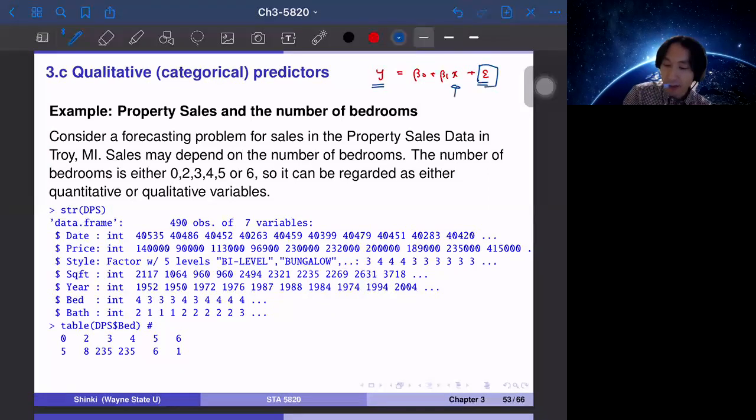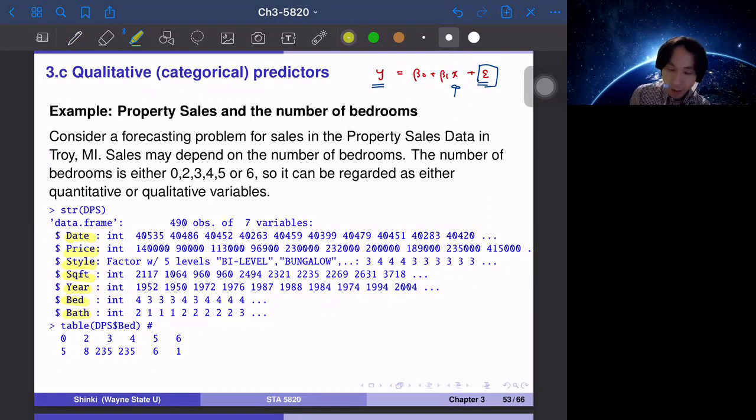So we have to entirely change the model to justify the regression model. But for x, it does not matter. If X is continuous, that's fine. If categorical, we can still have a remedy for that. This is one example, property sales and the number of bedrooms. This is the City of Troy data, with 490 observations of 7 variables: the date, the price, the style of the architecture, the square footage, year, number of bedrooms, and number of bathrooms.